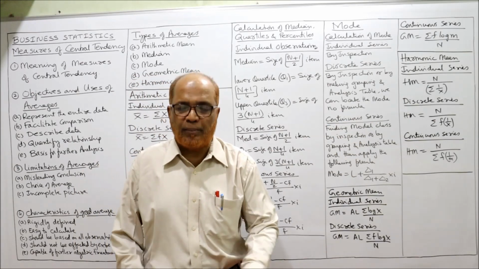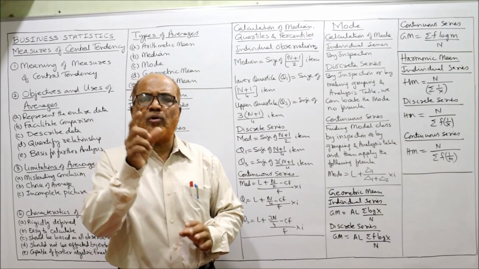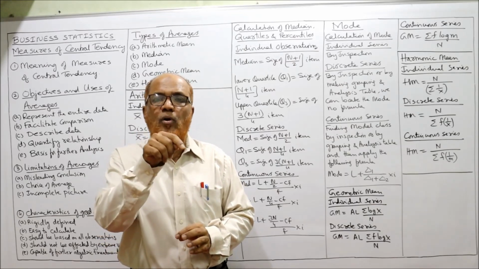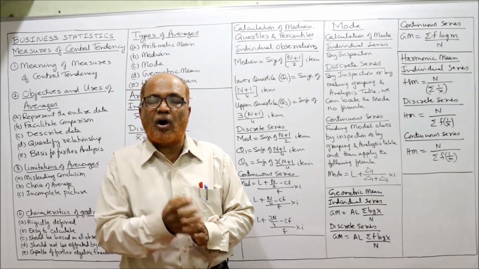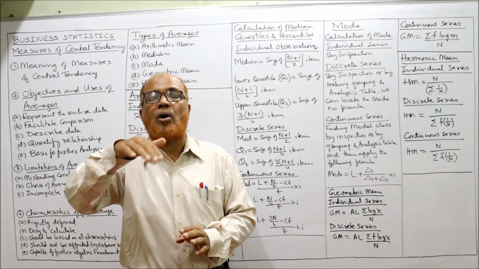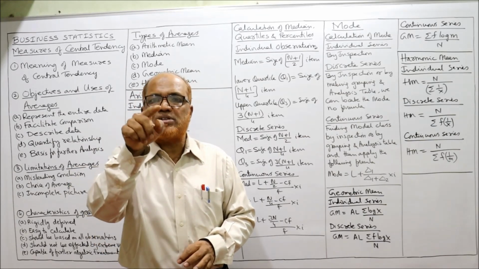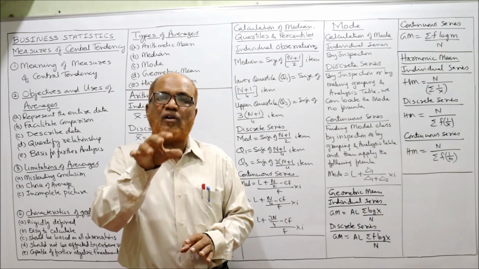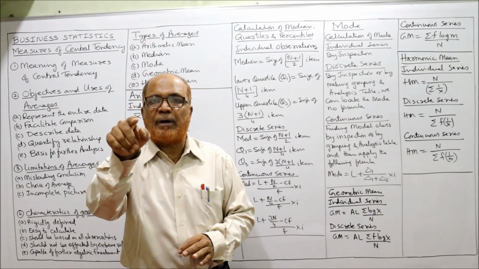Next one, harmonic mean. This is the last average I am going to explain to you. Harmonic mean is the reciprocal of the arithmetic mean of the reciprocal of individual values. Reciprocal means opposite, inverse. For example, 5. The reciprocal of 5 is 1/5. The reciprocal of 8 is 1/8. The reciprocal of 10 is 1/10.